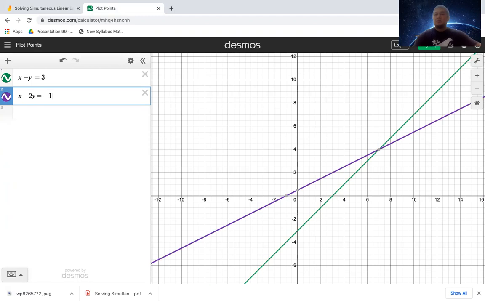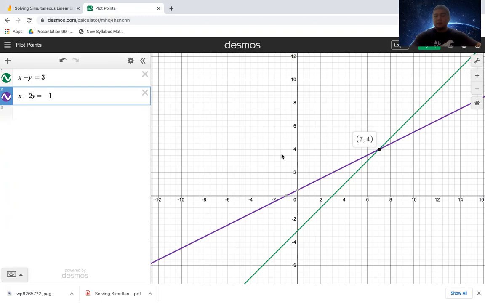All right. So you will see now that there is this point of intersection for these two equations of a line. And as you can see, there is a particular x and y coordinate that they met.